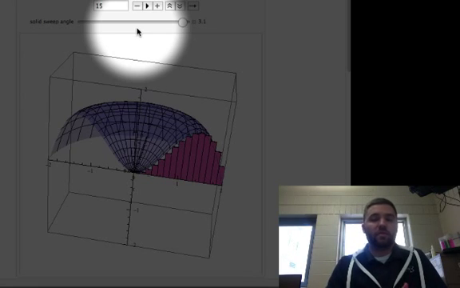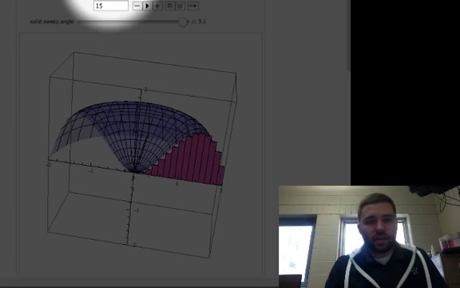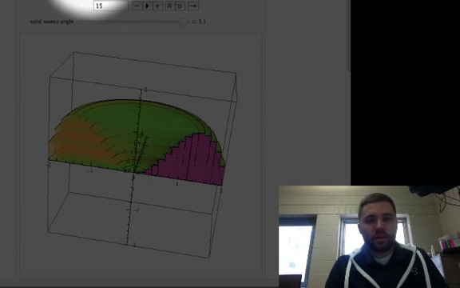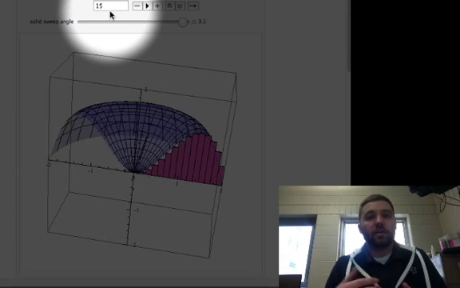So hopefully that gives you a little visualization of washers and cylinders, and why they're helpful, and how the integrals are set up.